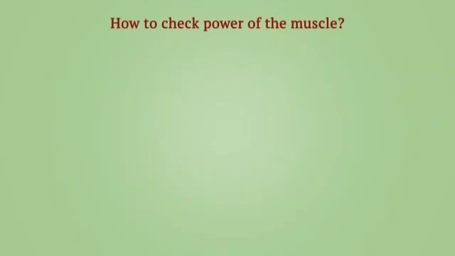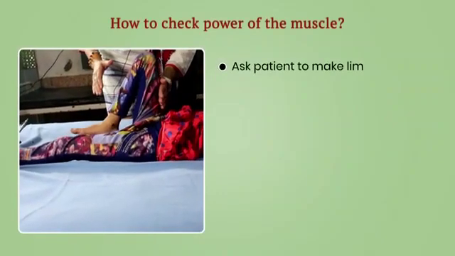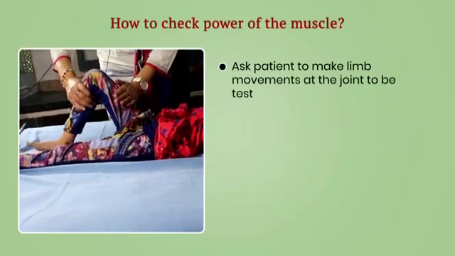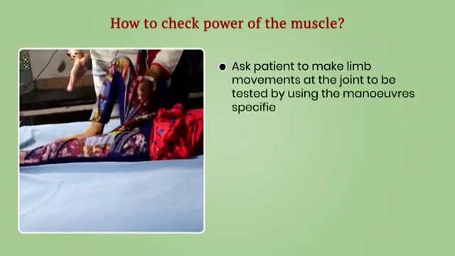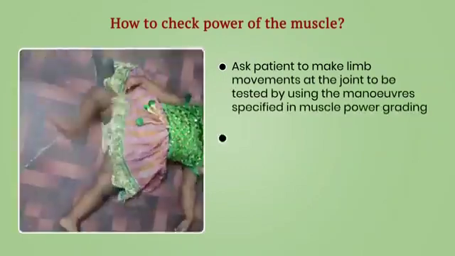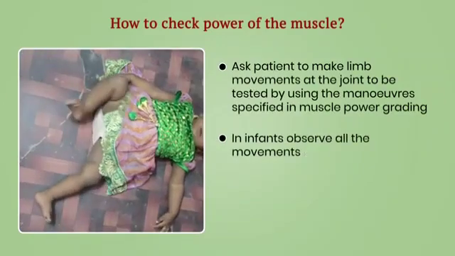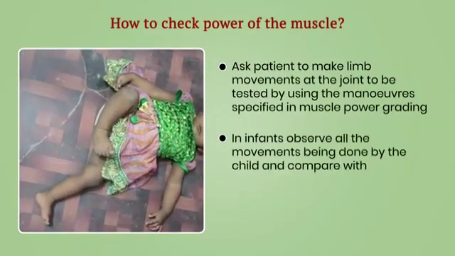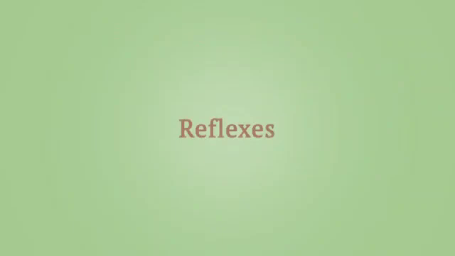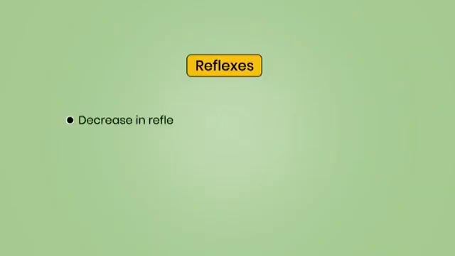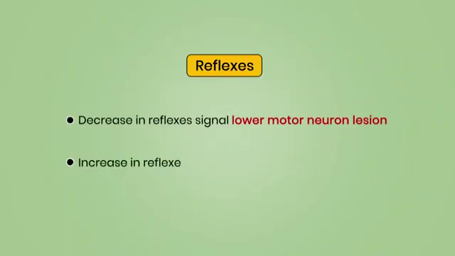How to check power of the muscle? Ask patient to make limb movements at the joint to be tested by using maneuvers specified in the muscle power grading. In infants, observe all the movements being done by the child and compare with other limbs. Reflexes. A decrease in reflexes signals lower motor neuron lesion, whereas an increase in reflexes signals upper motor neuron lesion.